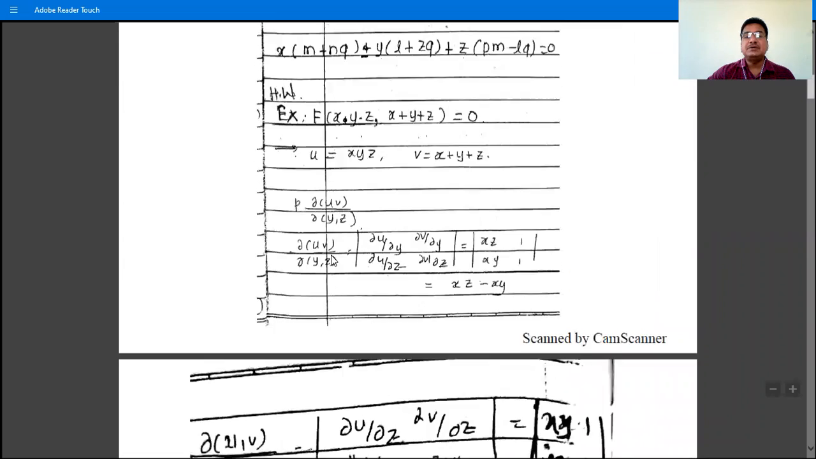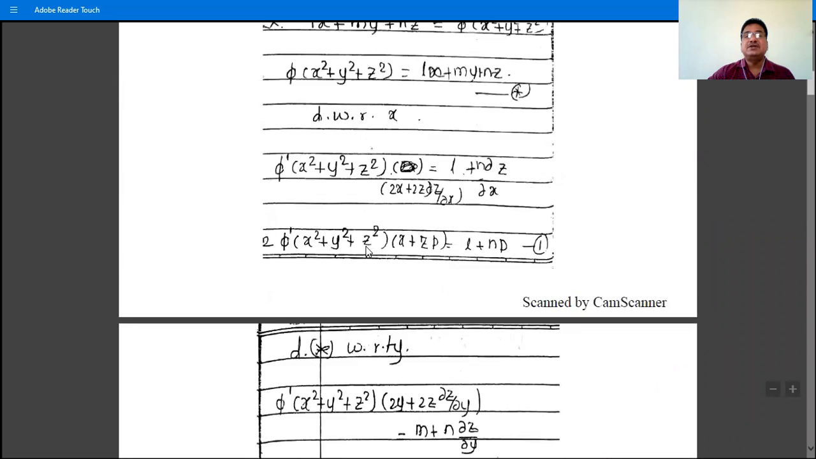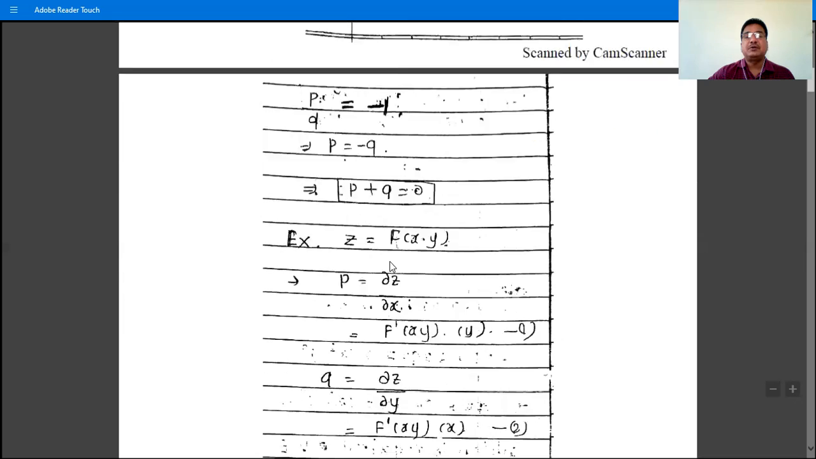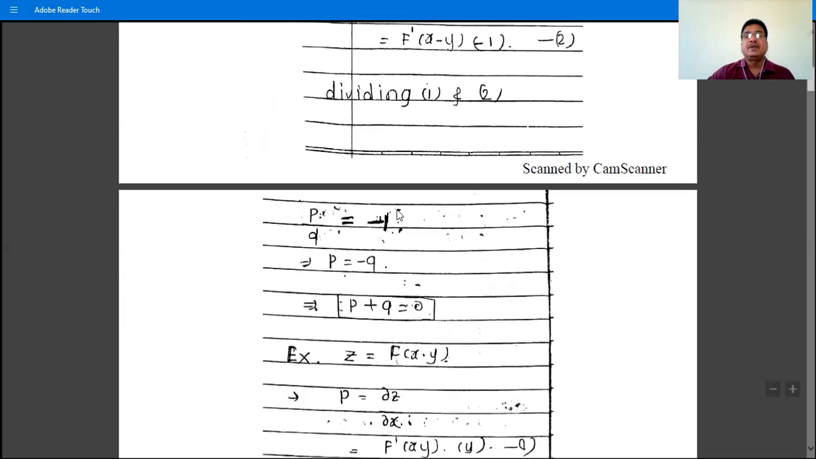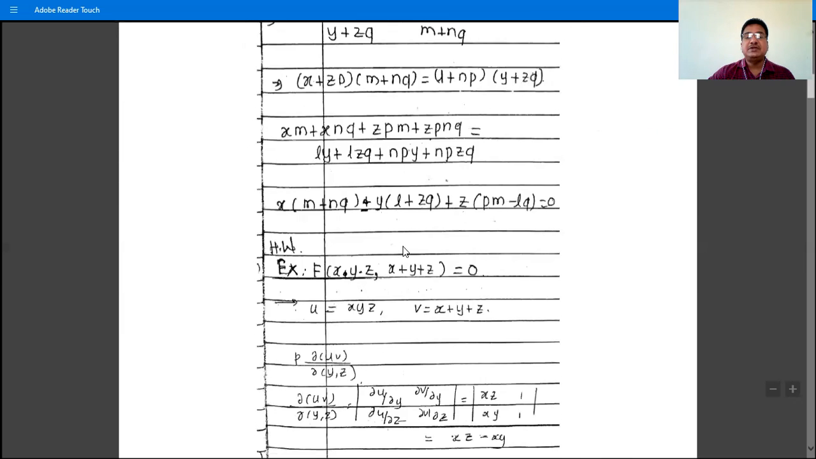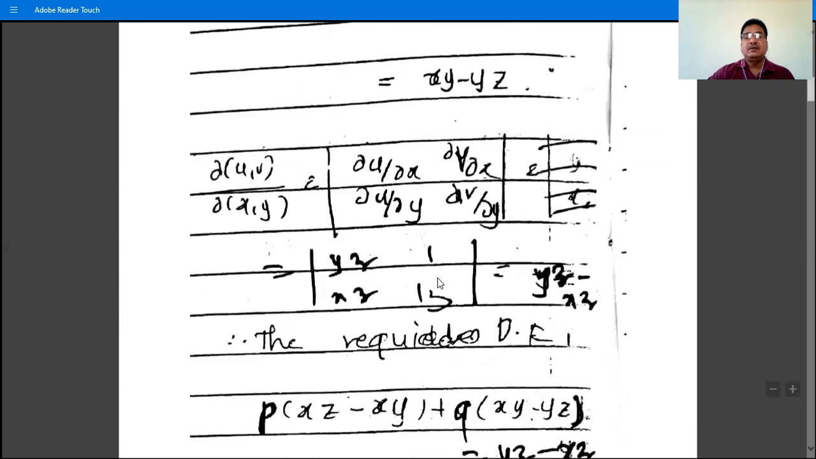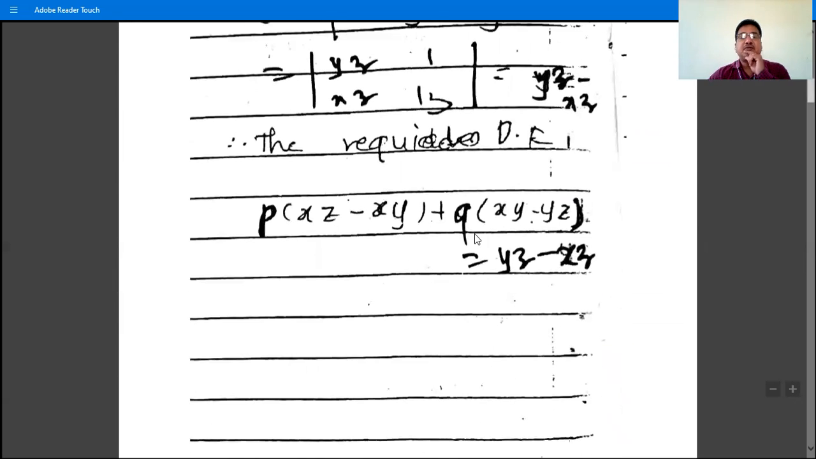But if we observe the previous problems, they are of the type f of u, v is equal to 0. And the other problems are of the type z is equal to f of x, y, and we have to eliminate this function f, or some capital F or small f or phi, and form the partial differential equation. This is the answer of the problem.